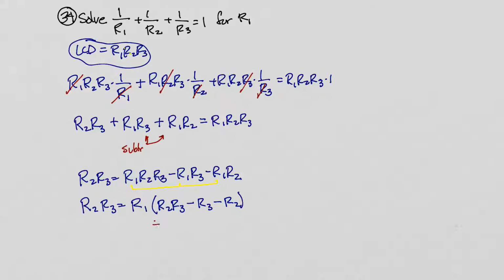Let's do that. Here's the plan. We're going to divide by this whole thing here. Let's do it here where we have some room. So take this side here, divide it by this. Here's what it looks like. It will look like R2, R3 divided by R2, R3 minus R3 minus R2, and that's equal to, then if you divide this side, this is gone, and you just get a 1, so you just get R1, and that's what we're looking for. We've got it.